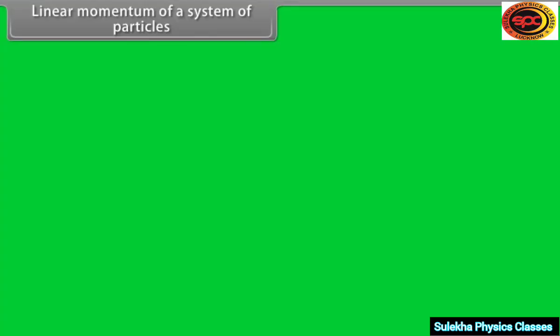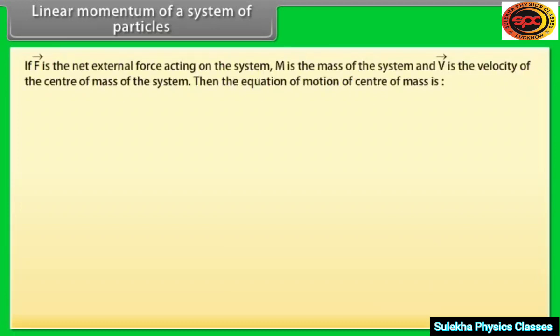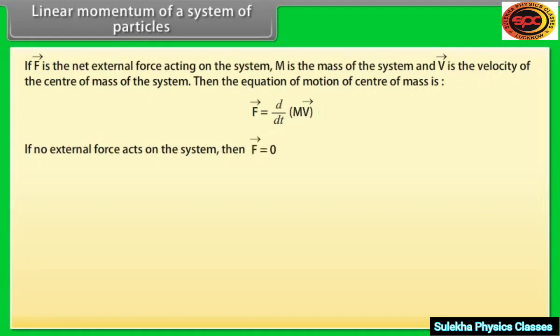Linear momentum of a system of particles. If F vector is the net external force acting on this system, m is the mass of the system and v vector is the velocity of the center of mass of the system, then the equation of motion of center of mass is F vector is equal to d by dt of the product of m and v vector. If no external force acts on this system, then the F vector will be equal to 0. By putting the value of F vector in the above equation, we get d by dt of the product of m and v vector is equal to 0.